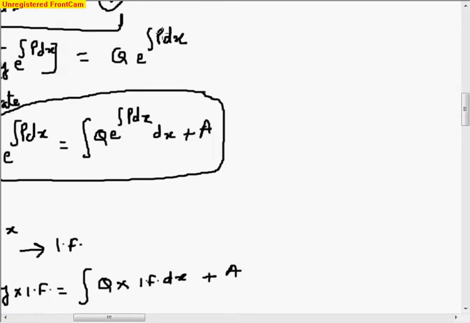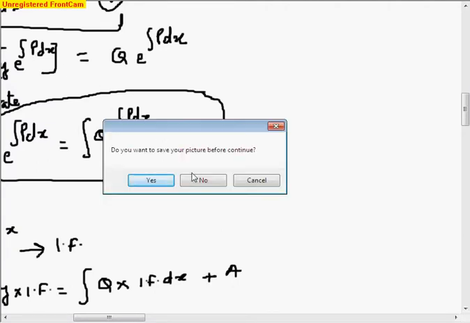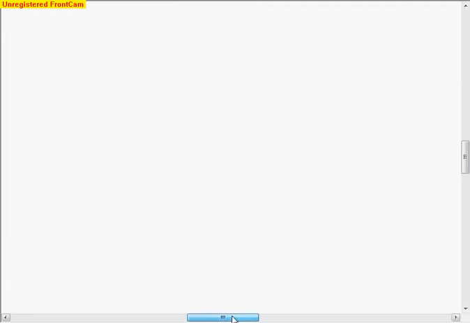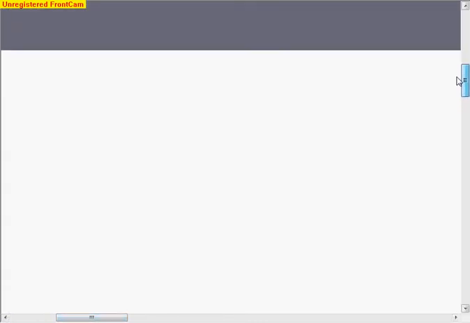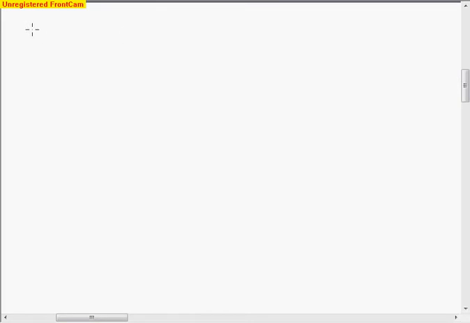Next thing we are going to do is Bernoulli's equation. So we'll start with Bernoulli's equation now. Bernoulli's equation is nothing but a special form of linear differential equation. So what is a Bernoulli's equation?